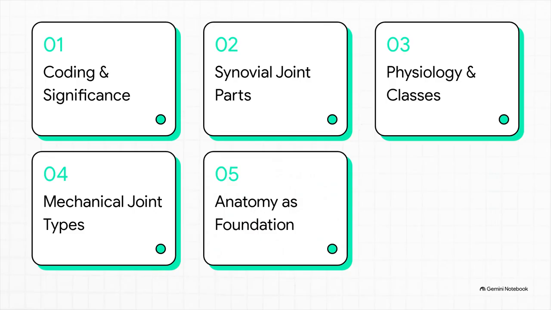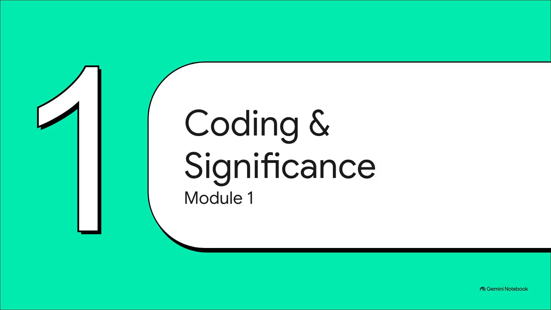Here's a quick look at our agenda. We'll be covering coding and clinical significance, synovial joint components, physiology and classifications, mechanical types, and finally, anatomy as your coding foundation. Kicking things off with Module 1, Coding and Clinical Significance.